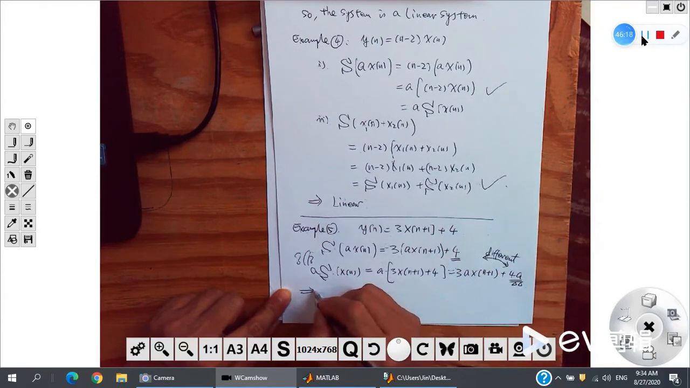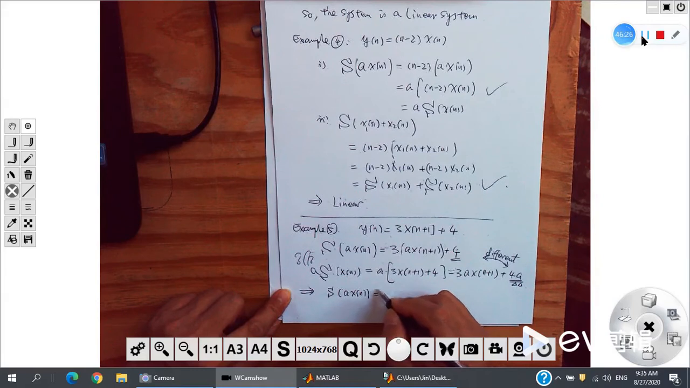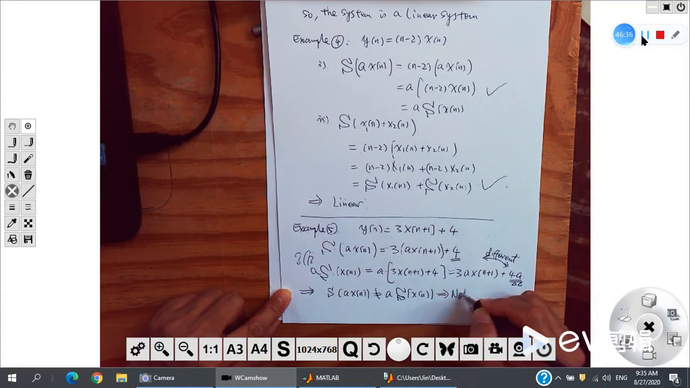So S of a times x of n does not equal a times S of x of n. So not linear. The system is not linear. Okay?